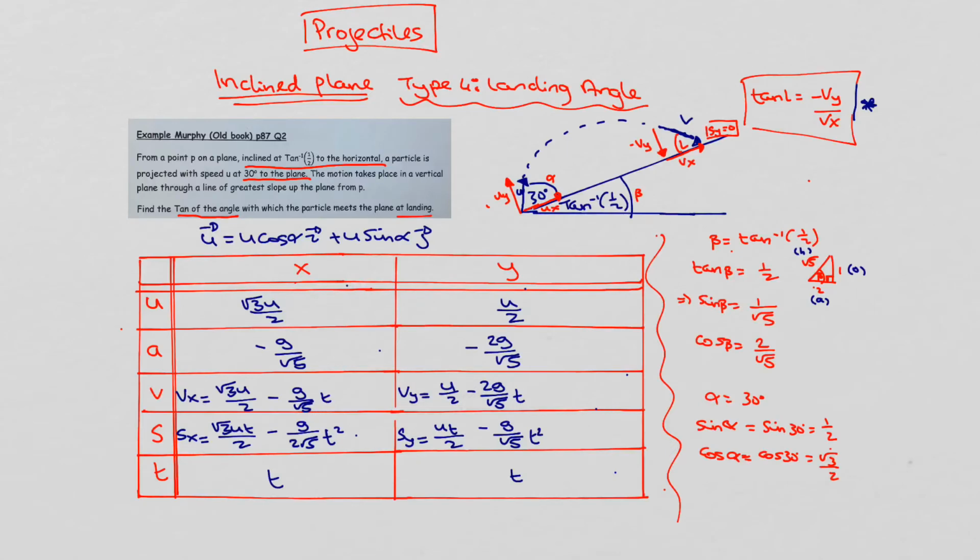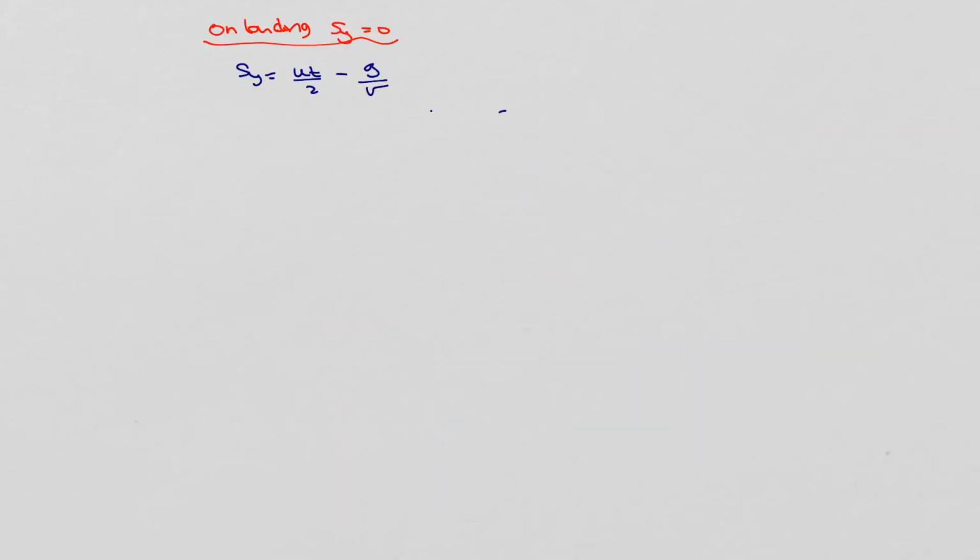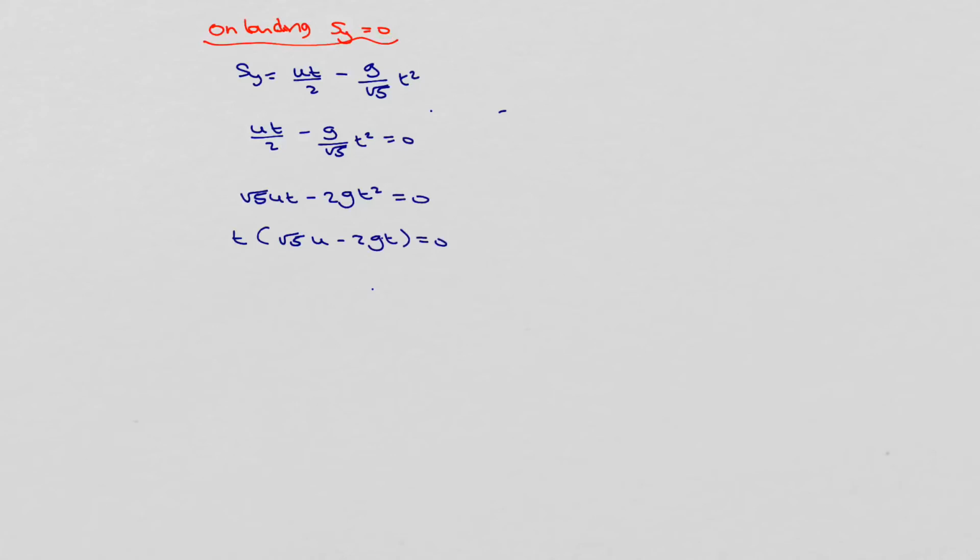So we're going to start with Sy equal to 0, where Sy was Ut over 2 minus G over root 5 T squared. If I let all of that equal 0, I'm going to get rid of my fractions first, so I'm going to multiply across by 2 root 5. In other words, I'm going to have root 5 Ut minus 2 G T squared is equal to 0. The highest common factor is T, which leaves me with root 5 U minus 2 G T is equal to 0.